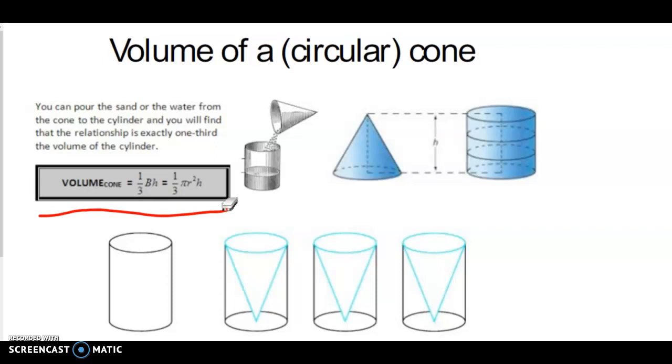The base of the cone, as you see right here, is a circle. So the area of the circle is pi r squared. That's why we substitute the B with pi r squared here. Okay, so that is the formula of the cone. Now let's see an example.